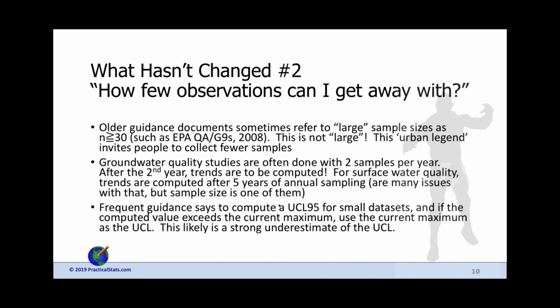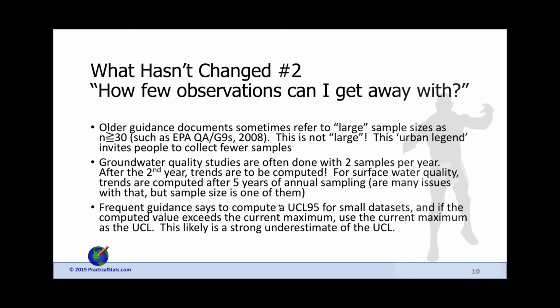Groundwater studies that I have seen often are done with 2 samples per year, and after 2 years, so 4 samples total, they want to compute trends. For surface water quality, trends are computed sometimes by doing annual sampling and collecting it for 5 years. You're not going to find a trend in either of those cases. You're not going to reject the null hypothesis of no trend, no signal. It's not that there isn't one out there, it's just that you haven't done enough work yet.